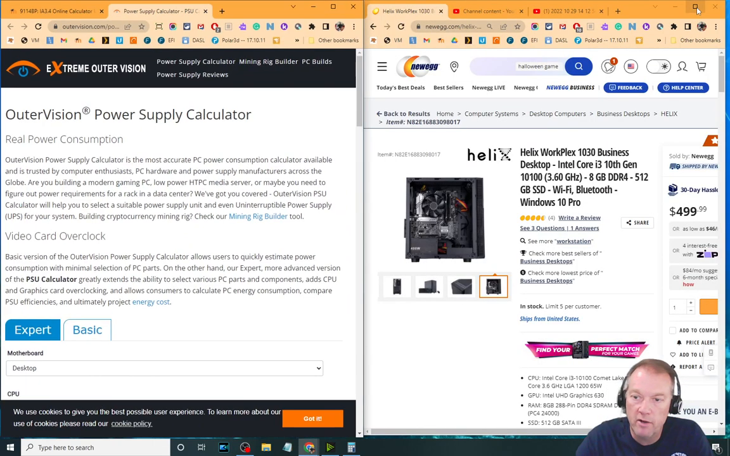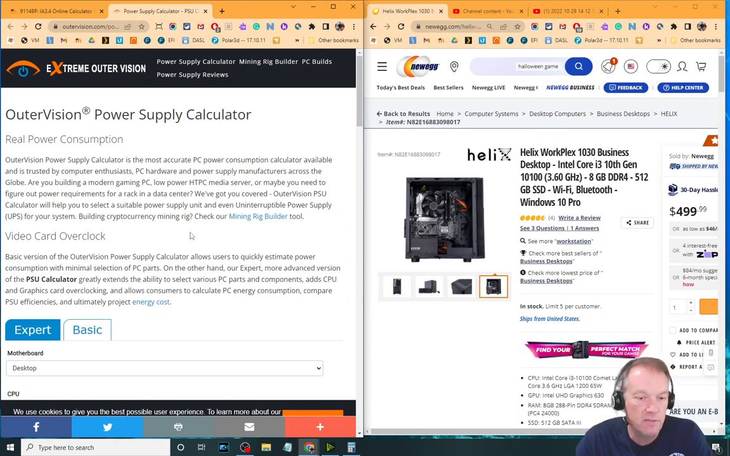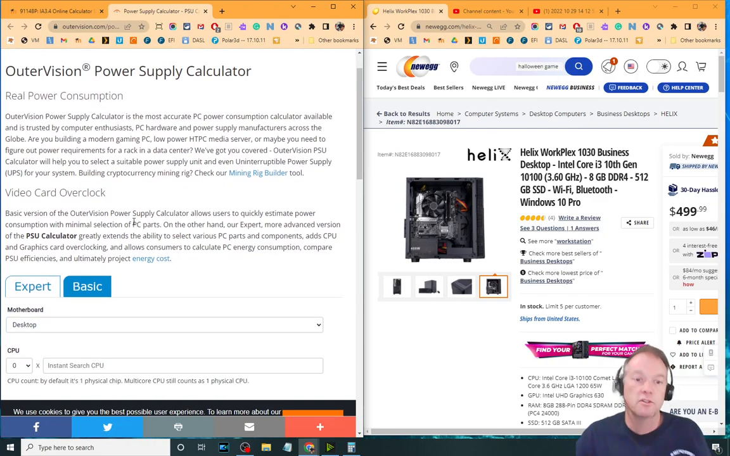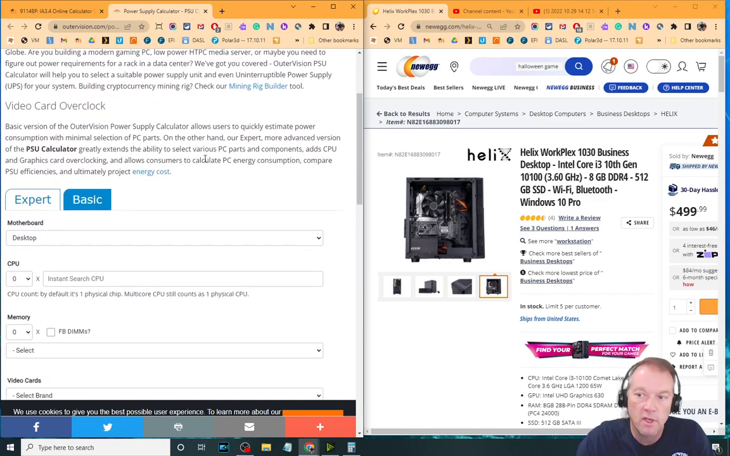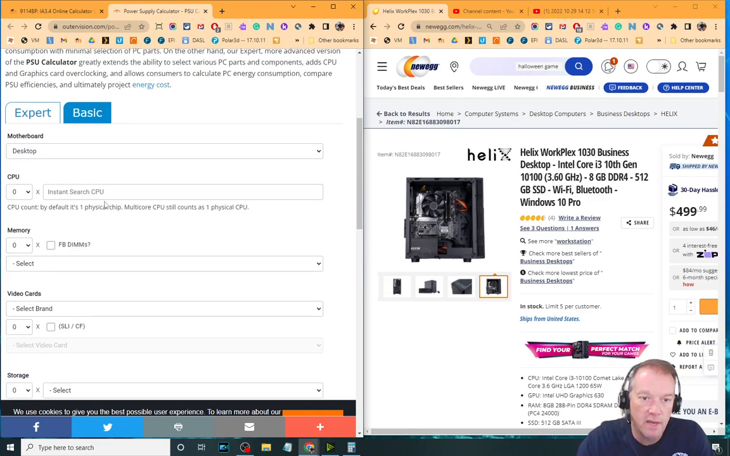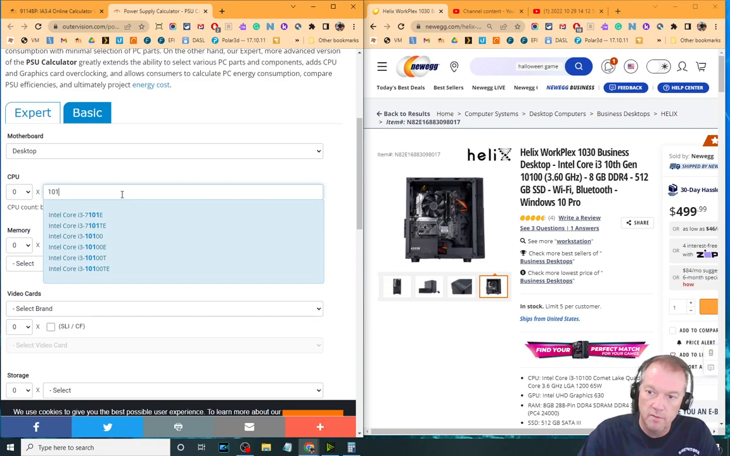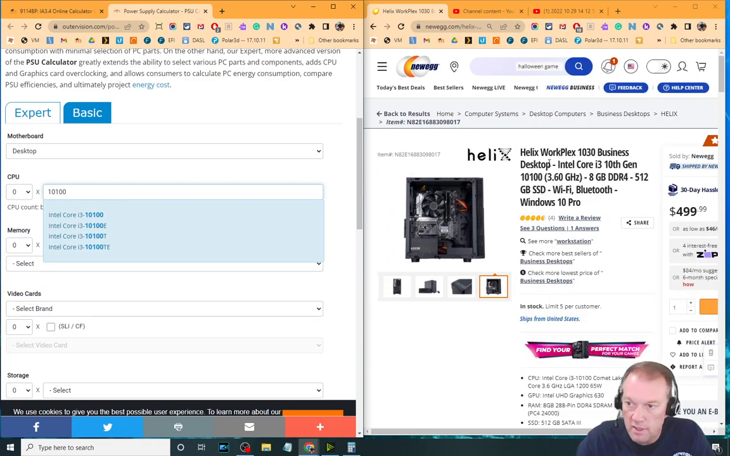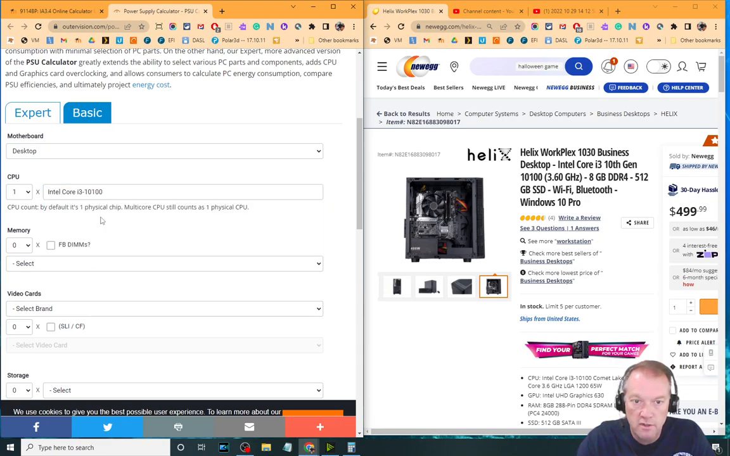So we're going to go ahead and open up the power calculator. We're going to use the exact same PC we did in the last lesson. I'm going to go to basic mode, which is how I ask you guys to do it most of the time, and you will only see one in expert mode at any time. So let's go through this. The first thing, we always just leave the motherboard on desktop. CPU is easy. All I have to do is start to type. If I start typing, I'm getting it right off here: the Intel Core i3 10th generation, and you can see right there it is, and it automatically changes the count to 1.